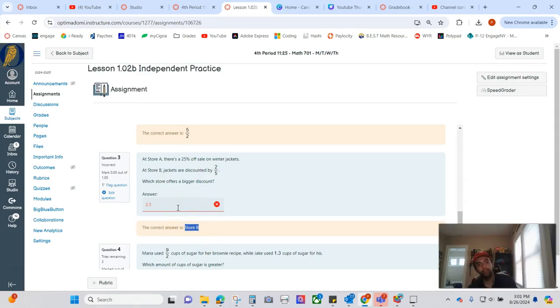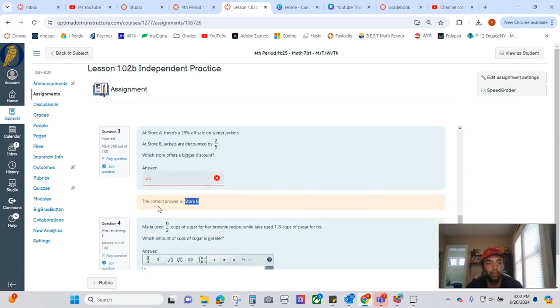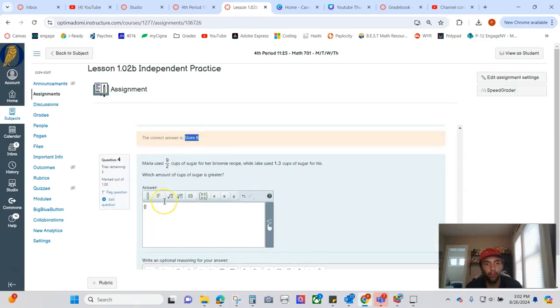So on my second attempt, I would now know, oh, for this question, I don't type in a number, I type in which store has the bigger discount, store B. We did our math right, we just typed our answer in wrong. Now let's move on to our last question. Maria used 9/2 cups of sugar for a brownie recipe, while Jake used 1.3 cups of sugar for his. Which amount of sugar is greater?